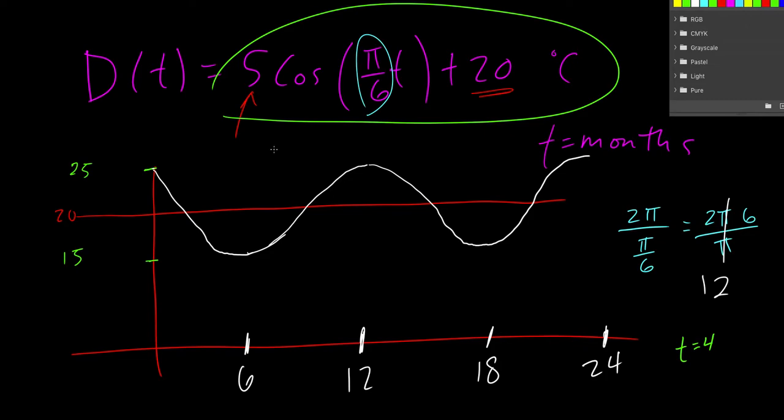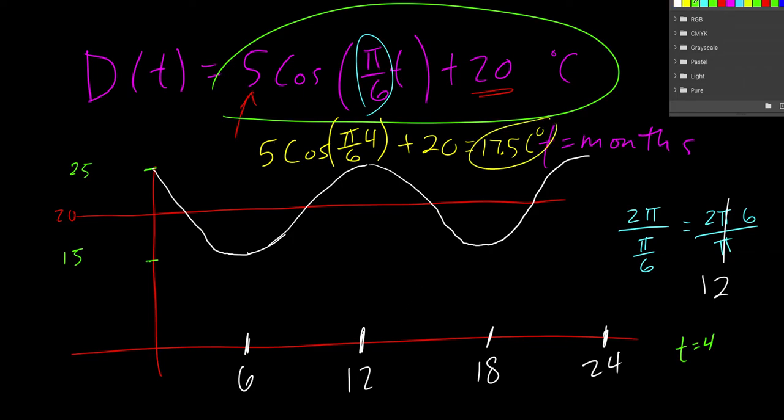If we do that, we get 5 cosine of pi/6 times 4, plus 20. Then if we just plug all of that into a calculator, I feel confident that you can. Just make sure you're in radians when you do that. If you plug it all in, you're going to get 17.5. That is degrees Celsius, is what that would be measured in. Okay, we have one more part.